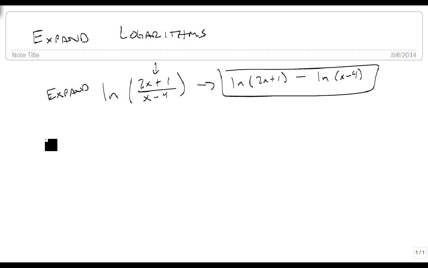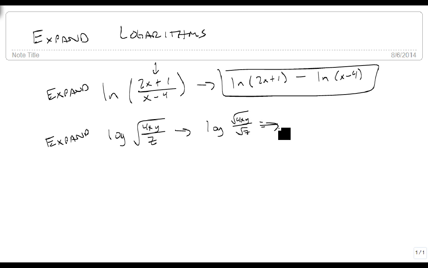Well, we could also expand a more complicated one, because this one doesn't go any farther because neither of these factor any farther, so that's as far as they go. But suppose that we want to expand the log of the square root of 4xy over z. Well, let's break that square root up, so it's the square root of 4xy over the square root of z. And then let's separate this into two logs, the log of the square root of 4xy minus the log of the square root of z.